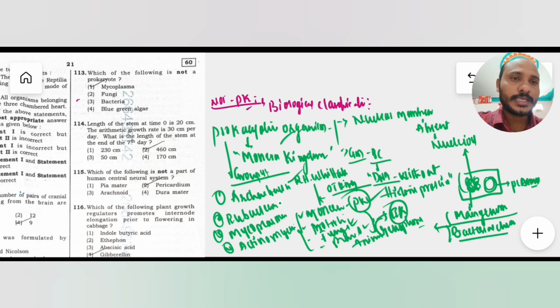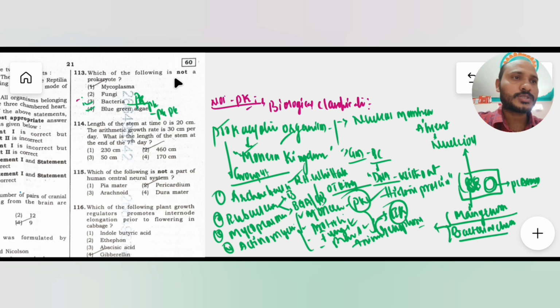Here eubacteria is again divided into two subgroups, like bacteria and blue-green algae, also called cyanobacteria. So these are all various groups which belong to the Monera kingdom. Monera are mostly prokaryotic organisms. By this explanation, mycoplasma is a prokaryote, bacteria are also prokaryotes, and blue-green algae are also prokaryotes. So options 1, 3, 4 are all prokaryotic organisms.